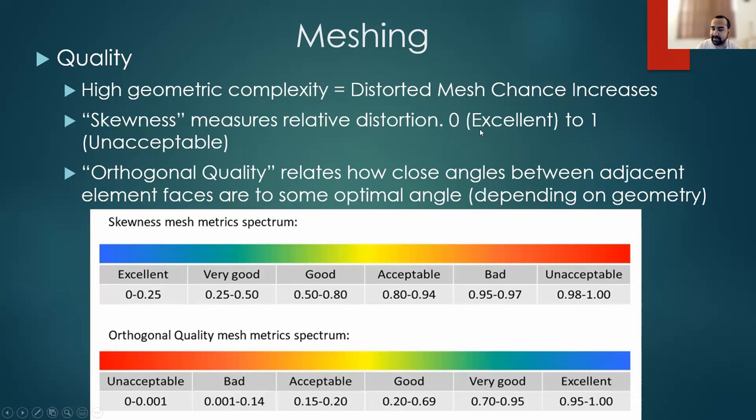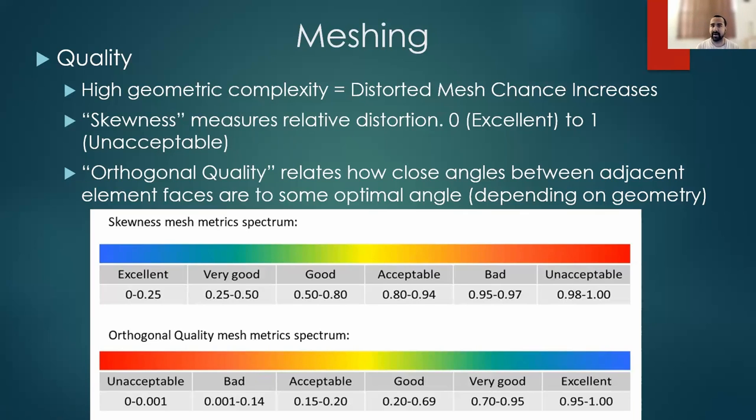Zero means no skewness, which is excellent, and one is completely skewed, which is unacceptable. Orthogonal quality relates to how close the angles between each adjacent element face are to some optimal angle. For example, if it's supposed to be triangle elements, then each element is supposed to be equilateral, so it's supposed to be 60 degrees apart.